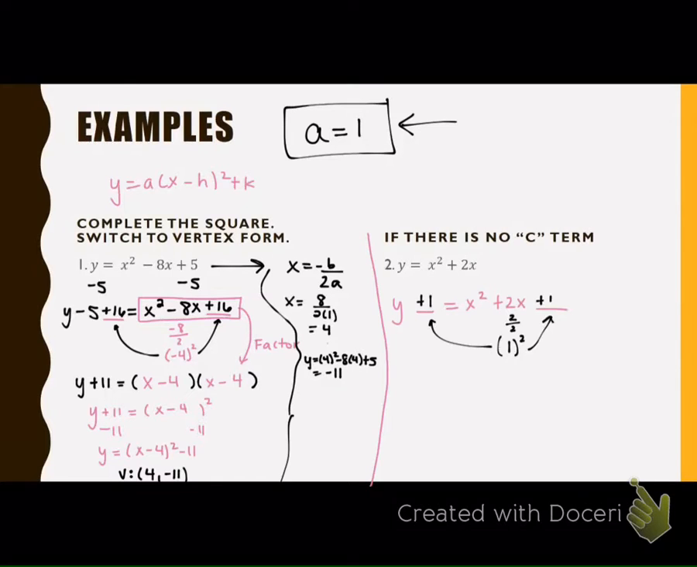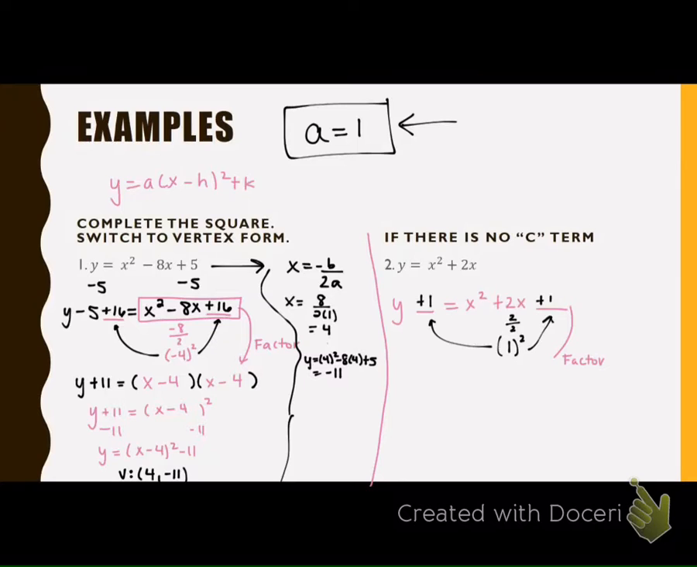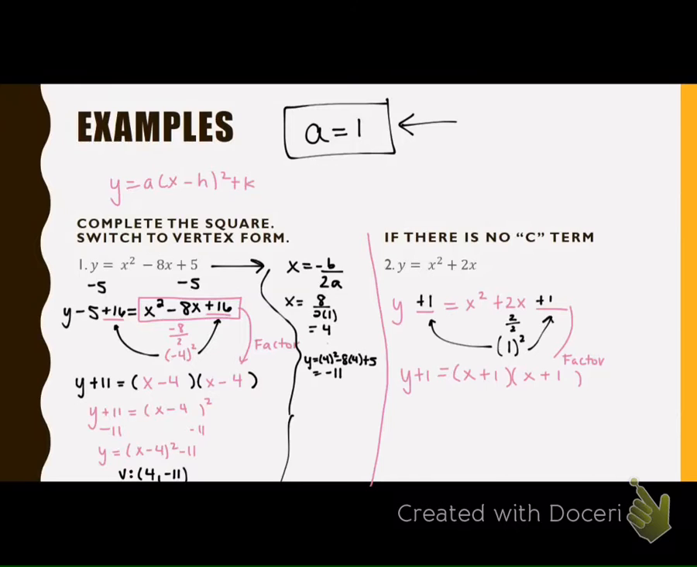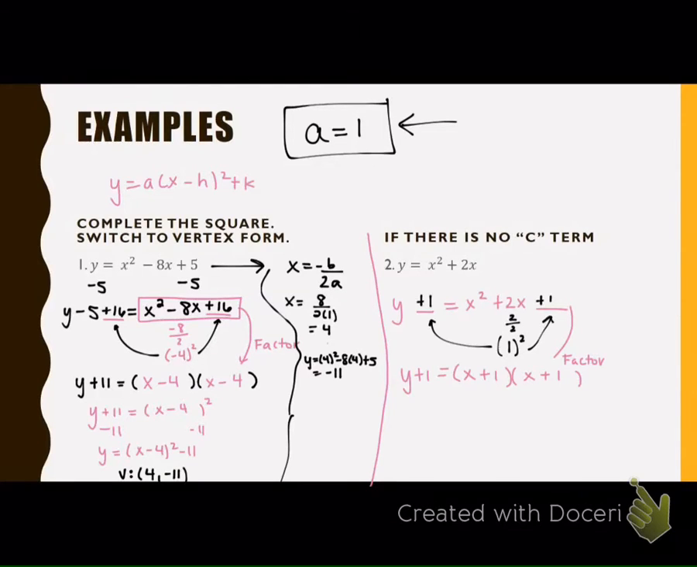So the next step is to factor this part. Blaine, how does that part factor? It would be, so y plus 1 equals parentheses x plus 1 parentheses x plus 1. So notice you always want it to be the same thing times the same thing. If you can't get it to the same thing times the same thing, you've done something wrong. Do you guys understand that?